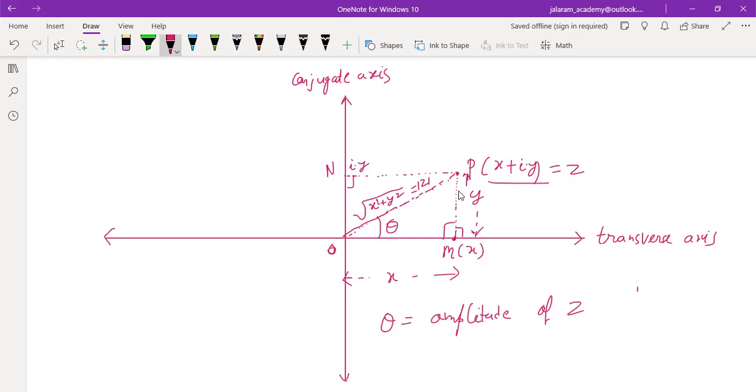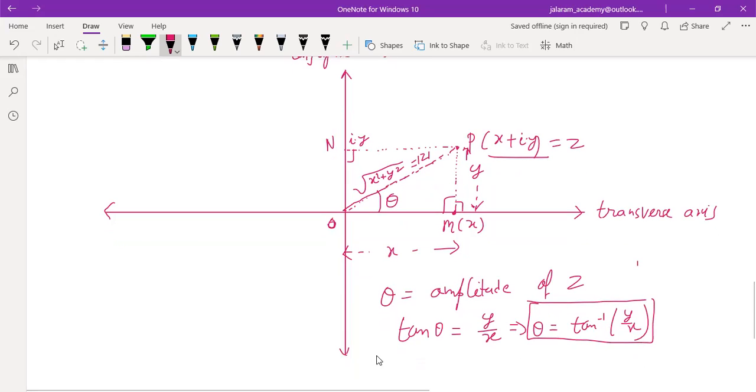So how to find this theta, when we know only y, which is perpendicular, and x, which is base? The relationship between perpendicular and base is, we know, tan theta. So tan theta equals perpendicular upon base. That is, theta equals tan inverse of y by x. So amplitude of z is tan inverse y by x. Is that clear to you?